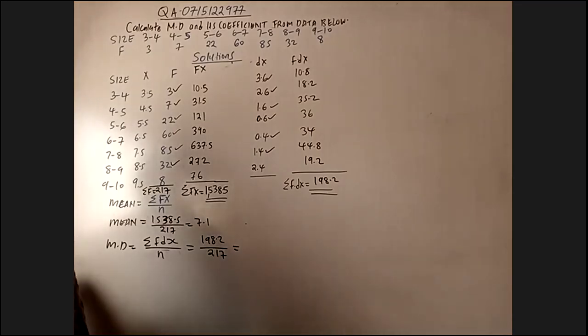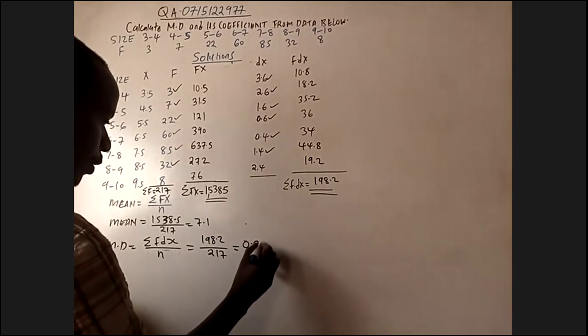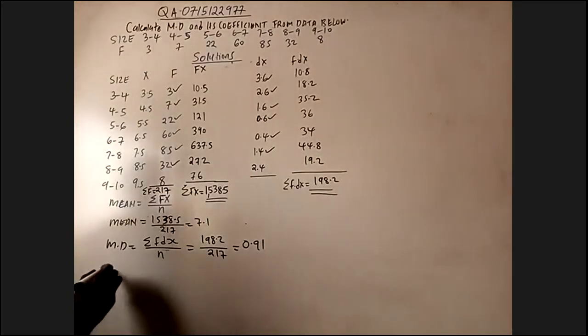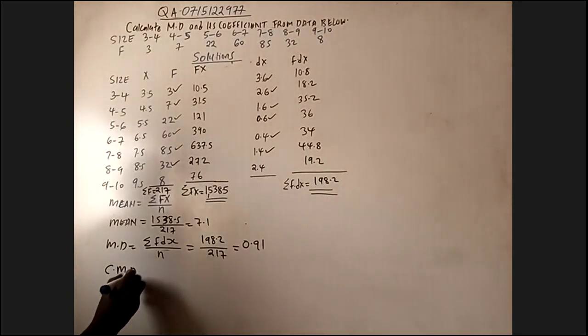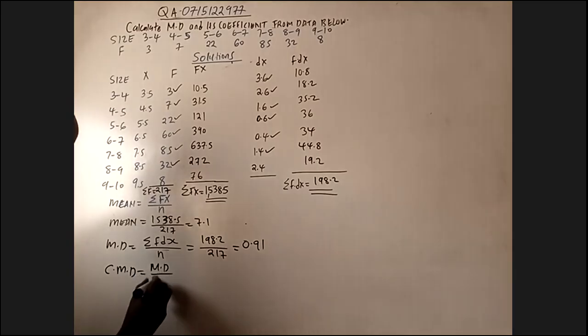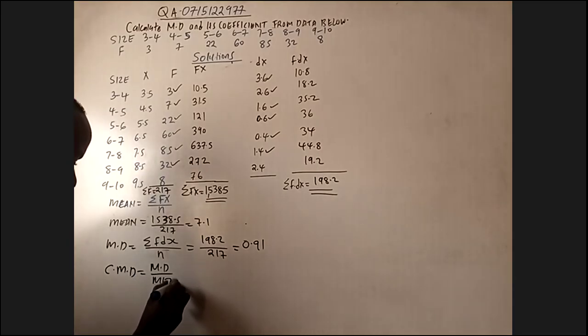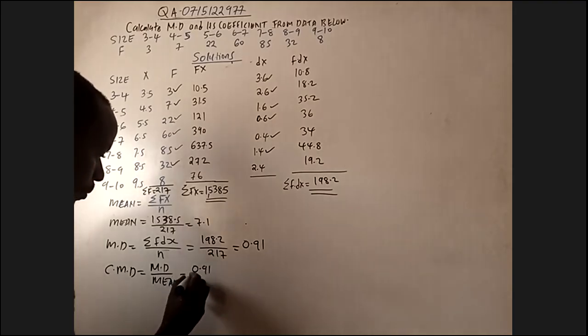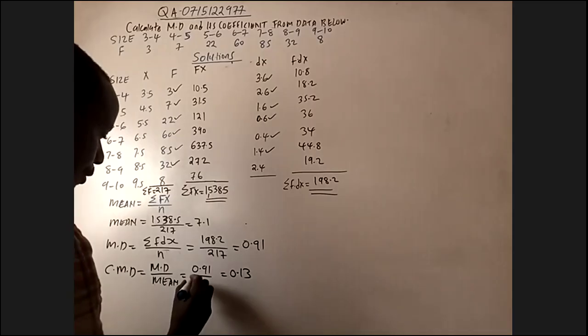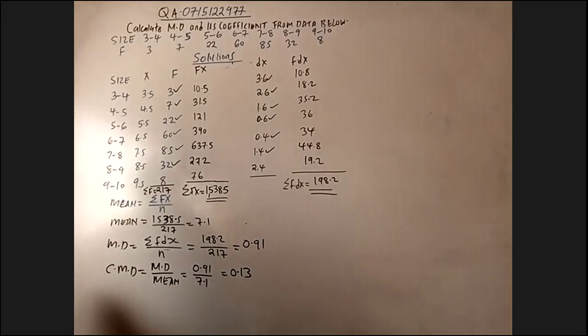So 198.2 divided by 217 is 0.91. That is the mean deviation. Coefficient of mean deviation is the mean deviation divided by the mean, which is 0.13.